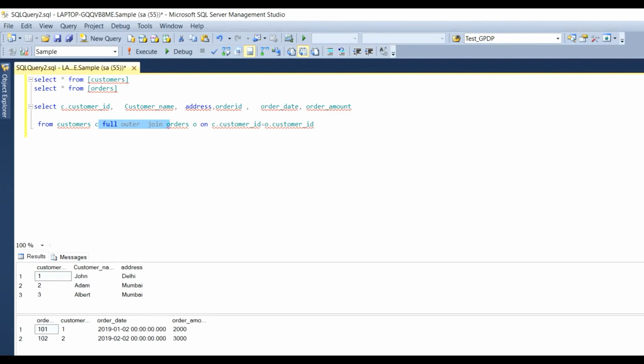See here, customer ID, three records of customers. Their customer IDs are 1, 2, 3, and their name, address, and there is one missing, because there is a null value since there are no orders for customer 3.